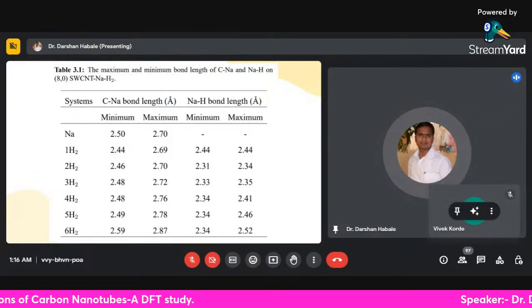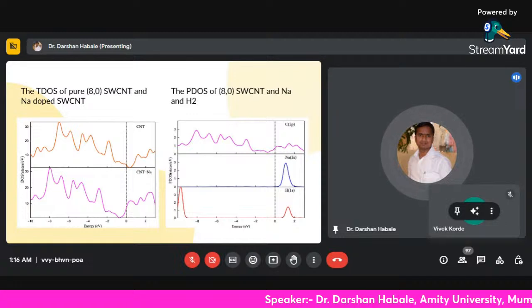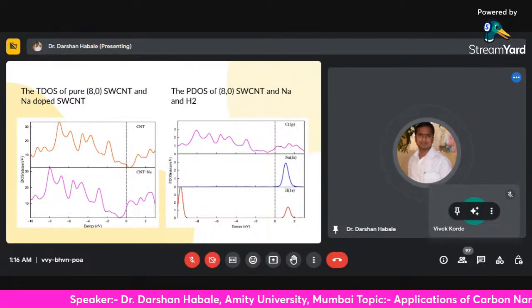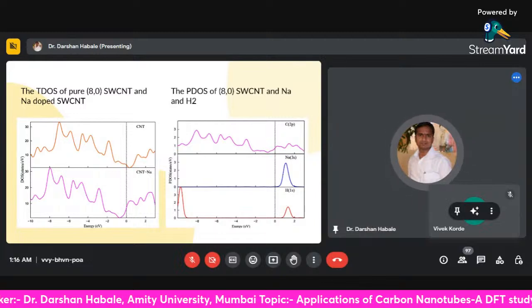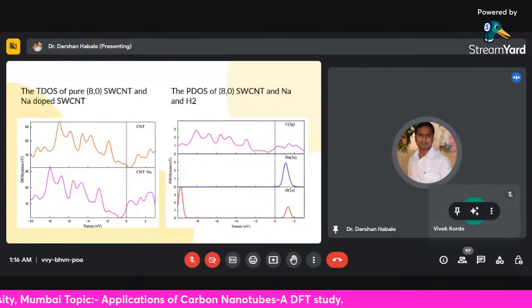Now, apart from this, what kind of characteristics have been studied? This is the TDOS, the total density of states, that can be calculated. This is one of the electronic properties. We have calculated the total density of states and the charge transfer on this particular structure.